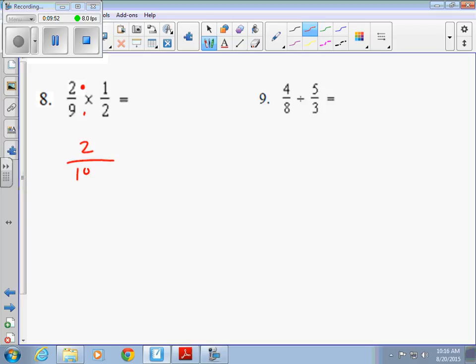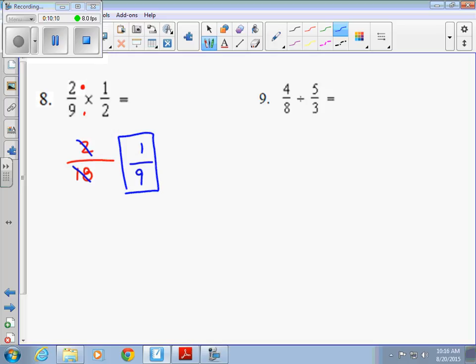9 times 2 to get 18. But there's a number that goes into both of them. Okay, the number that goes into both of them, we know 2 times itself is 2, and 2 times 9 is 18. 1 over 9 is your simplified version.